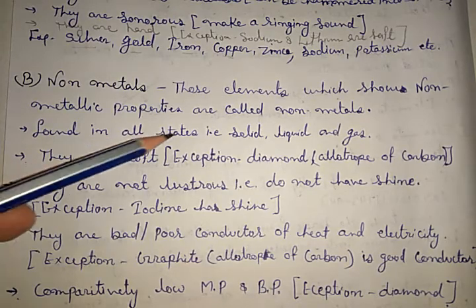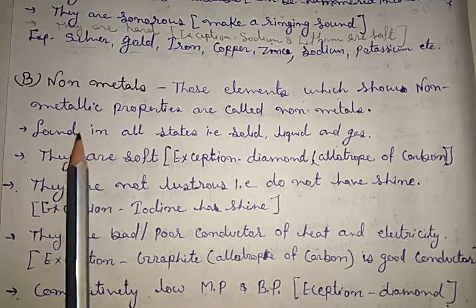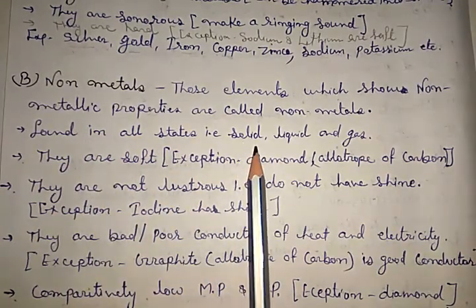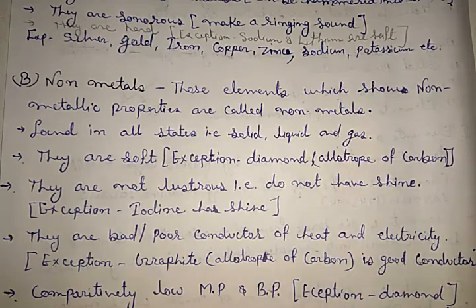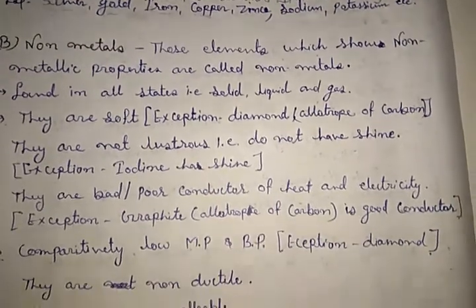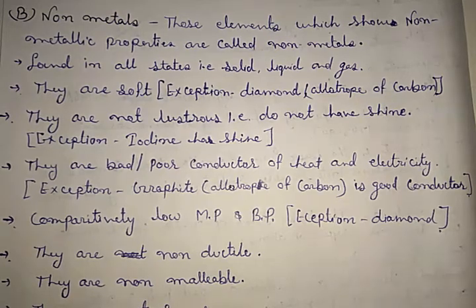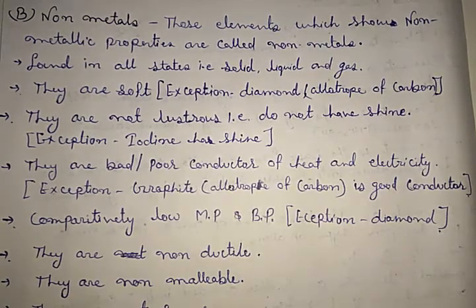First, they are found in all three states: solid, liquid and gas. Some of them are solid, some of them are liquid, and some of them are gases. Second property, they are soft. Non-metals are soft in nature, but the exception is diamond, which is an allotrope of carbon. It is a hard substance.